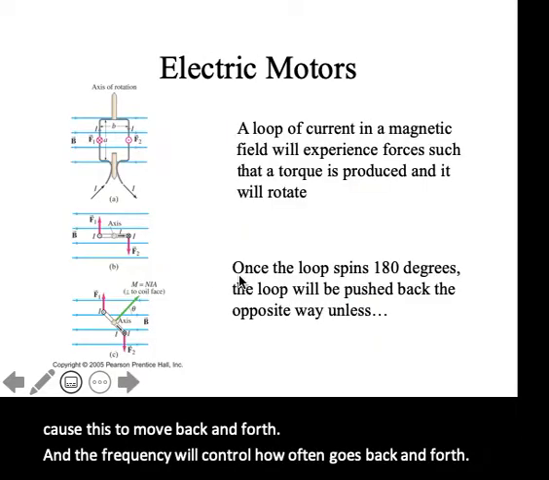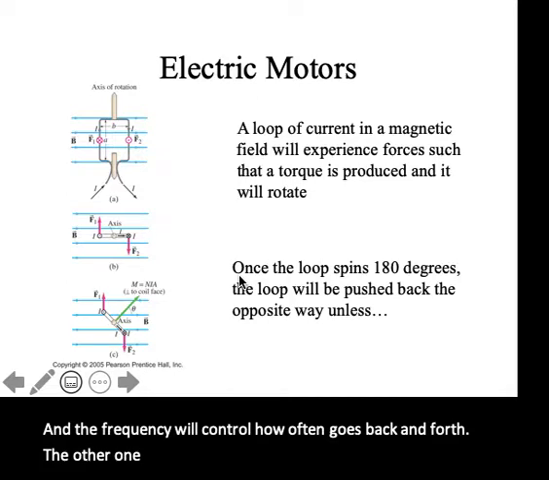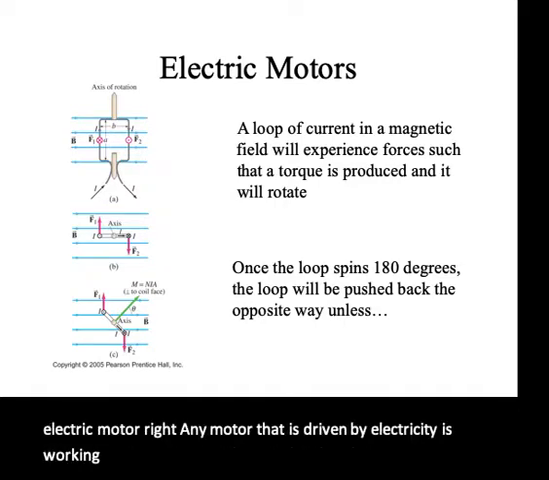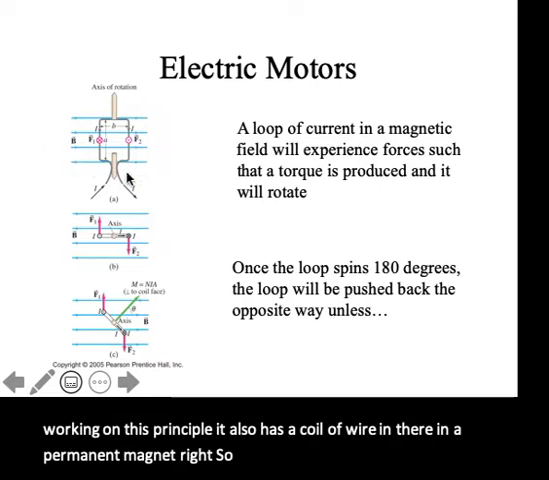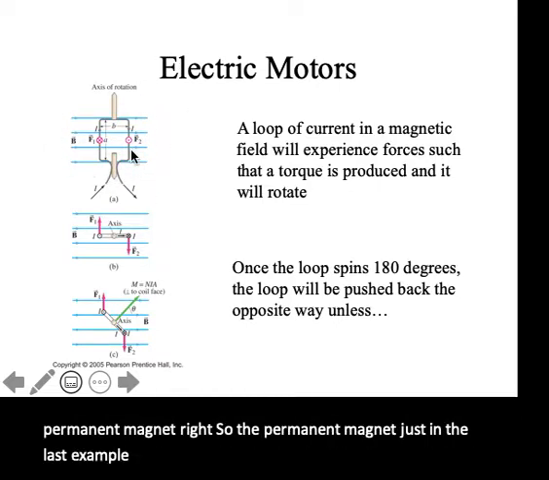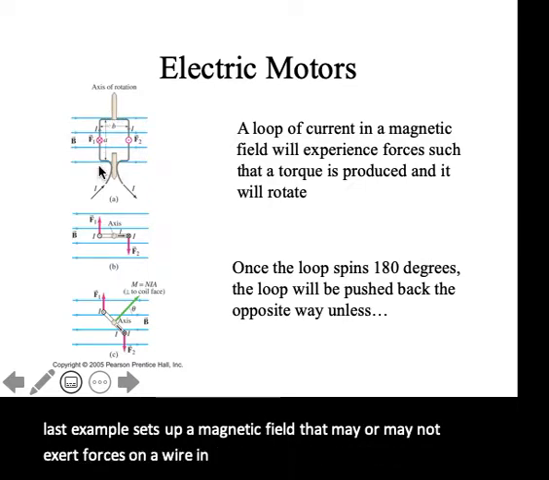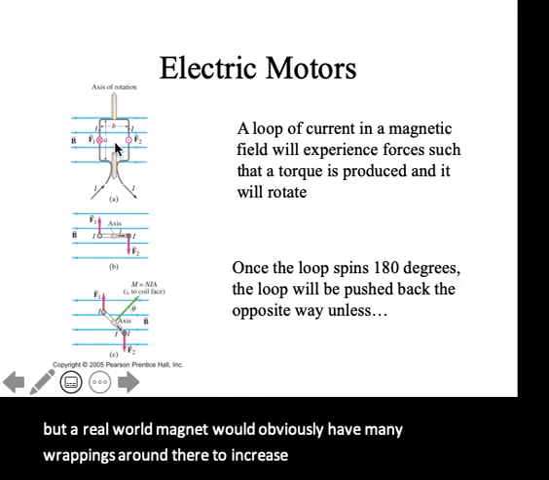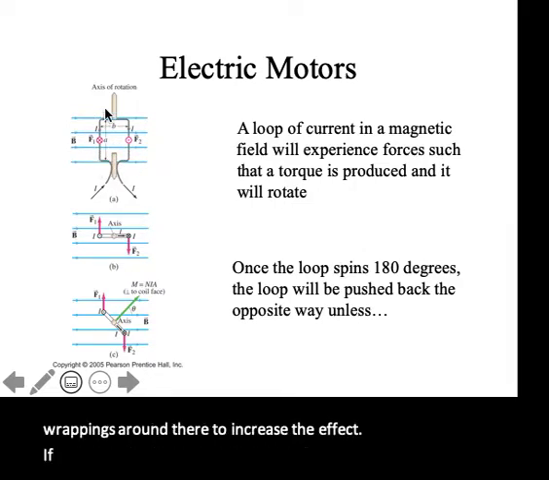The other one, even more common, is every single electric motor, right? Any motor that is driven by electricity is working on this principle. It also has a coil of wire in there and a permanent magnet, right? So the permanent magnet, just like in the last example, sets up a magnetic field that may or may not exert forces on a wire in there, right? This is just one loop here, but a real-world magnet would obviously have many wrappings around there to increase the effect. If there's no current going through here, then the permanent magnet has no effect on it, right?